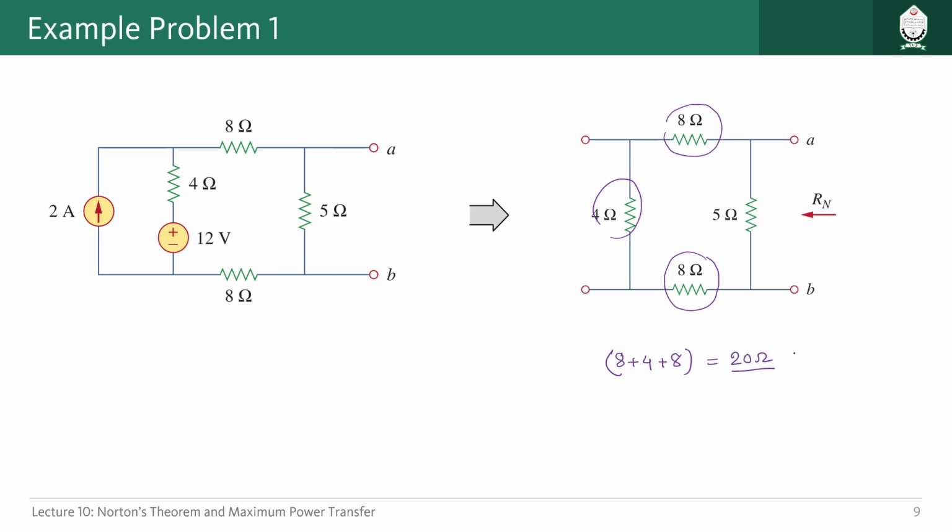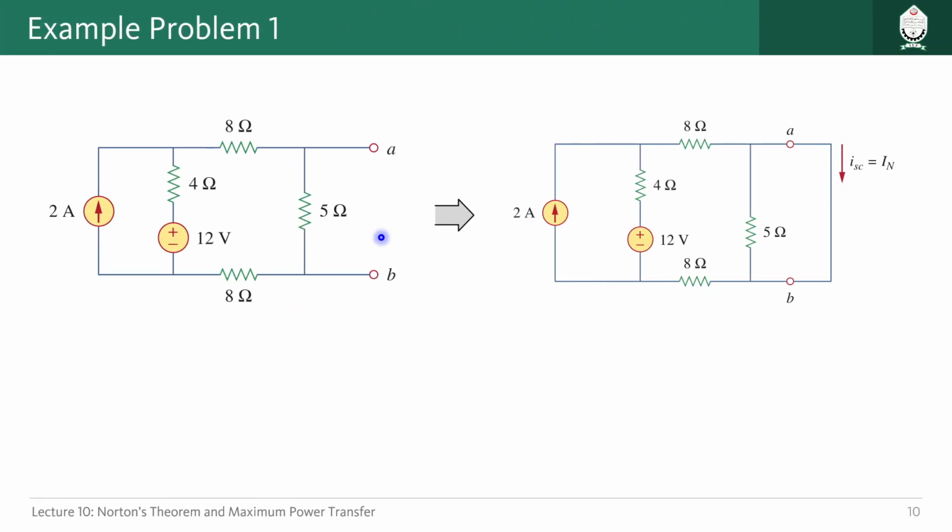This 20 ohm is again in parallel with this one. So 5 ohm in parallel with 20 ohm. This can be calculated something like this: 20 multiplied by 5 divided by 20 plus 5. This is the total equivalent resistance. So it should be what? 100 divided by 25. So we have Rn equal to 4 ohm, right? This is 4 ohm.